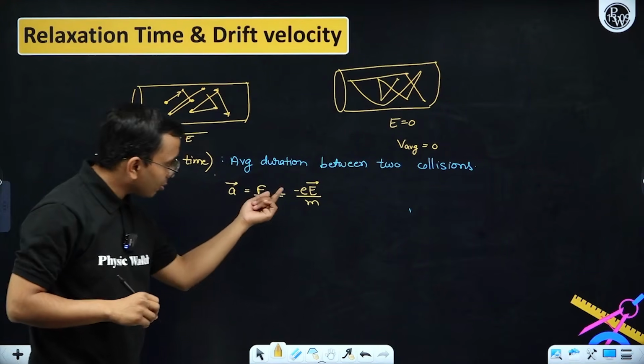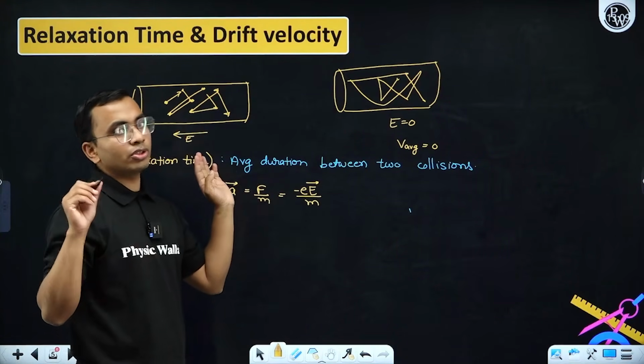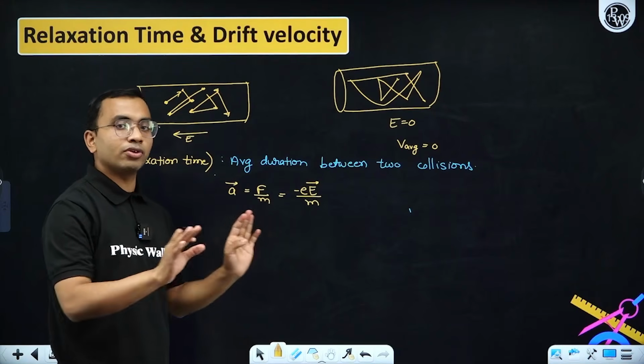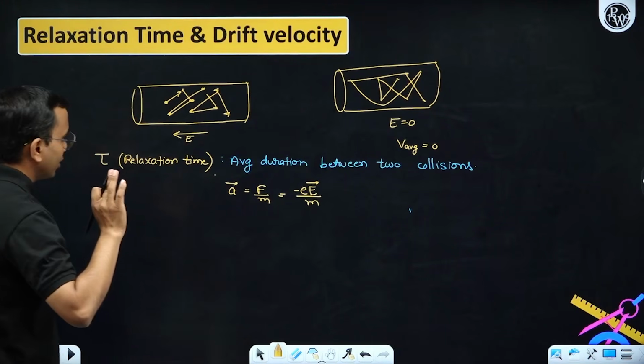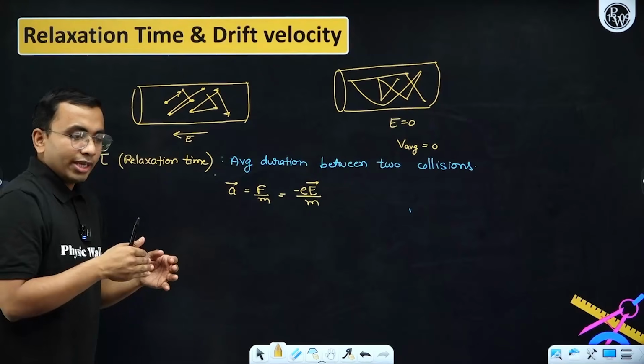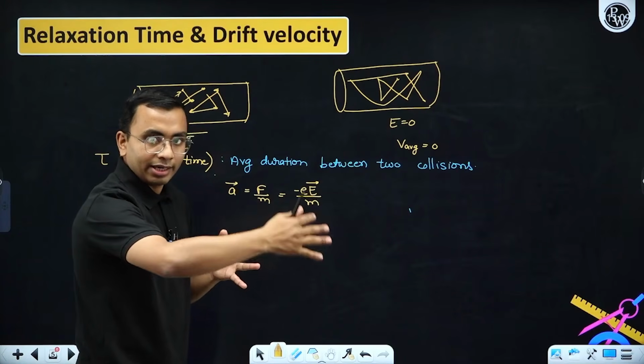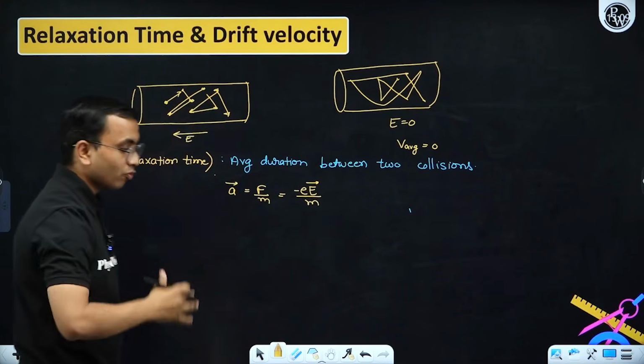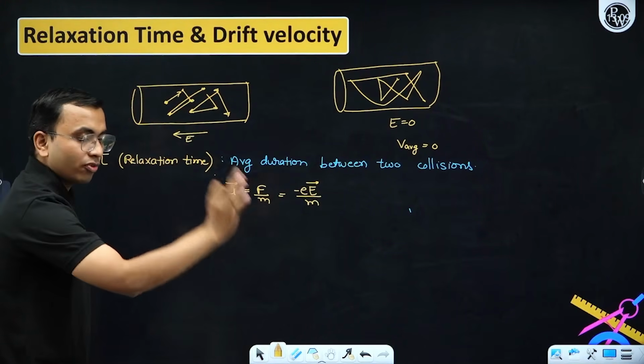Now here the negative sign represents that the direction of acceleration is opposite to the electric field, because we know that the charge of the electron is negative. That point is clear to us. Now, the electron is colliding, then being accelerated, and then colliding again. So what will be the velocity just before a collision?